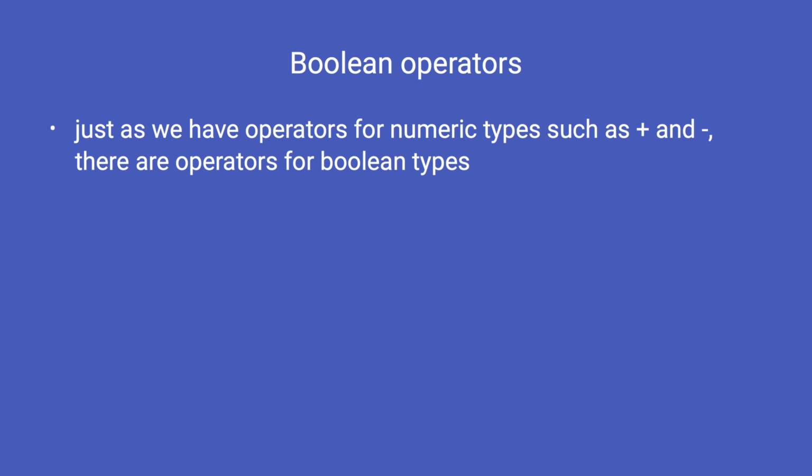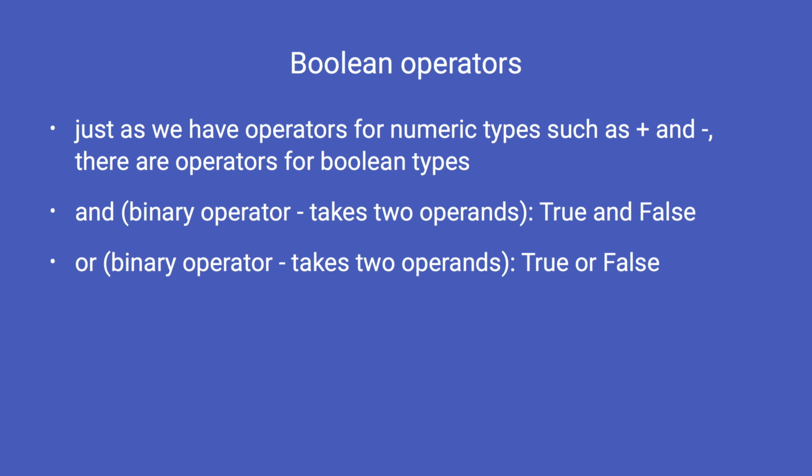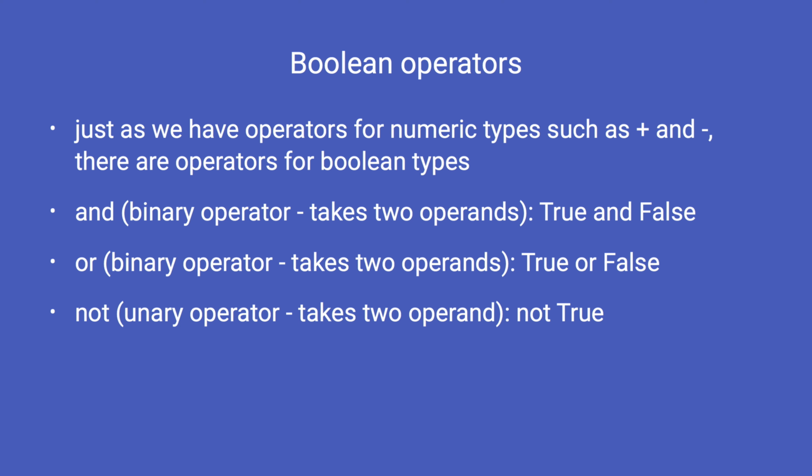We are familiar with the common operators for numeric types, but there are also Boolean operators for Boolean types. We will look at the 3 most common Boolean operators. The AND operator takes 2 operands and produces a new Boolean value, just as the plus operator takes 2 numbers and produces a new number. The OR operator also takes 2 operands and produces a new Boolean value. The NOT operator takes 1 operand and produces a new Boolean value.